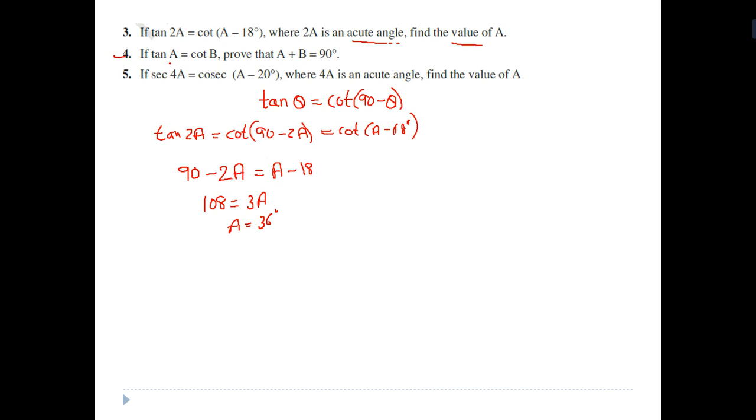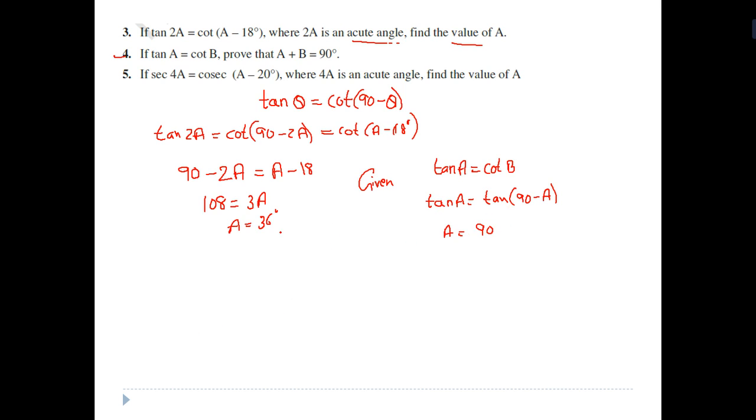Now, fourth: tan A is equal to cot B, that is given. We have to prove that A plus B is equal to 90. So tan A as it is, we can write. Then I change it here, tan A, cot 90 minus A. So theta is same now.